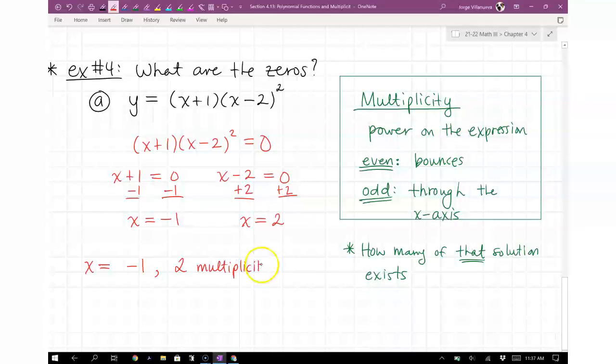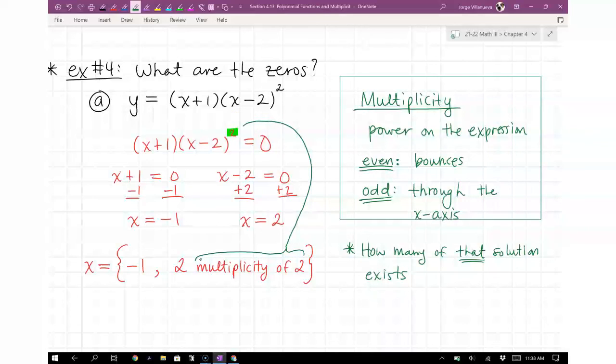multiplicity of 2. Okay? This power gives me that statement right there. So if the power was a 3, I would write multiplicity of 3. If the power was a 6, I would write multiplicity of 6.